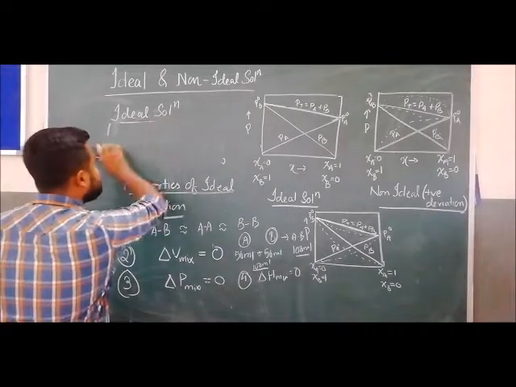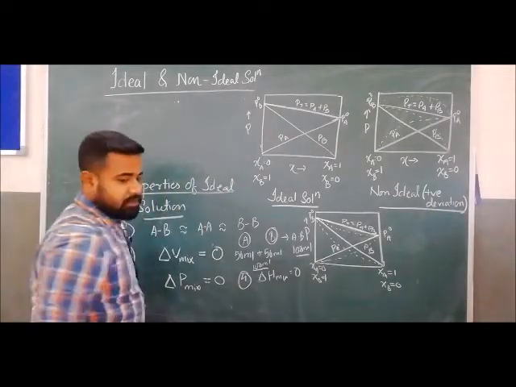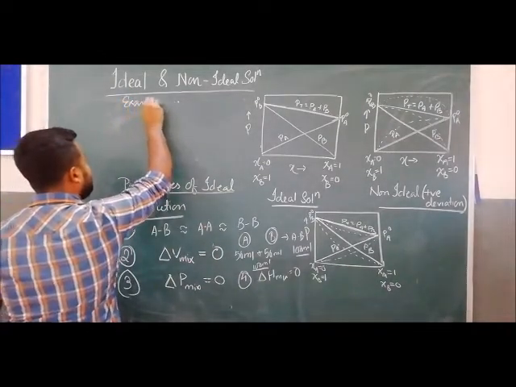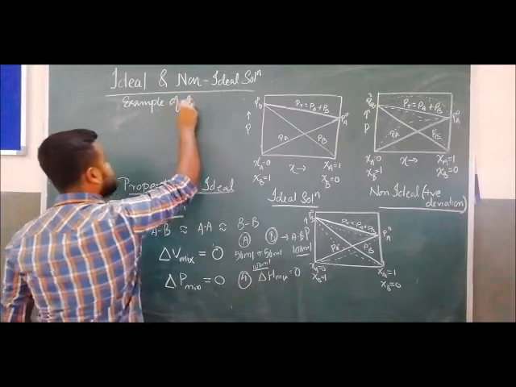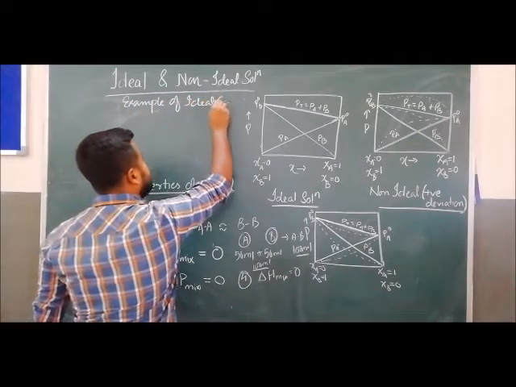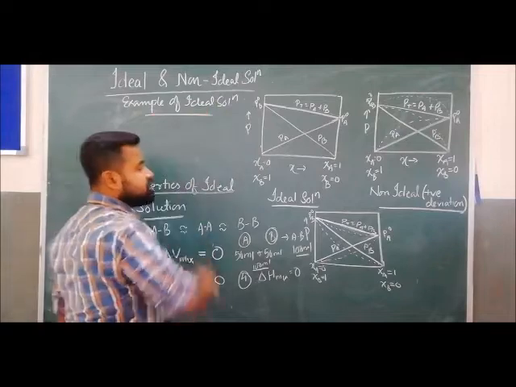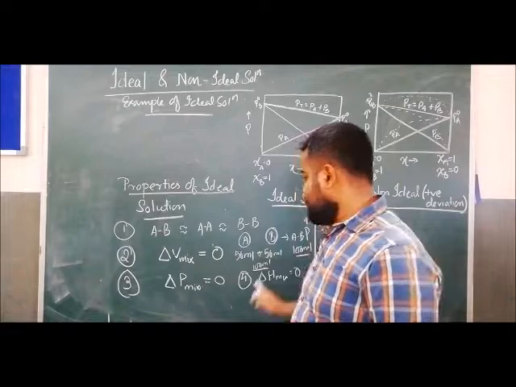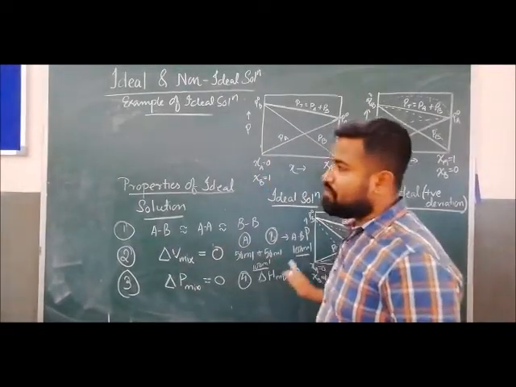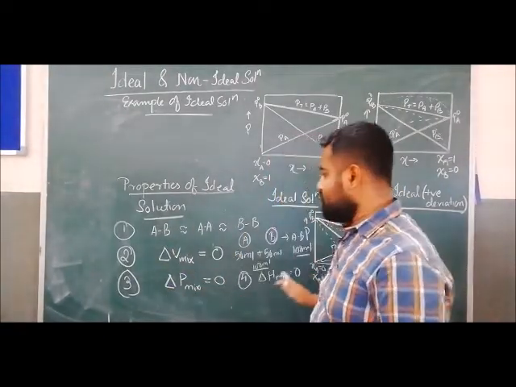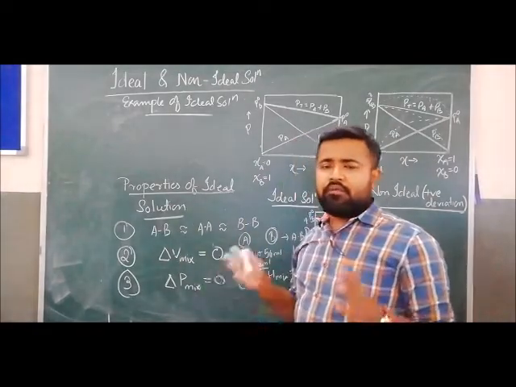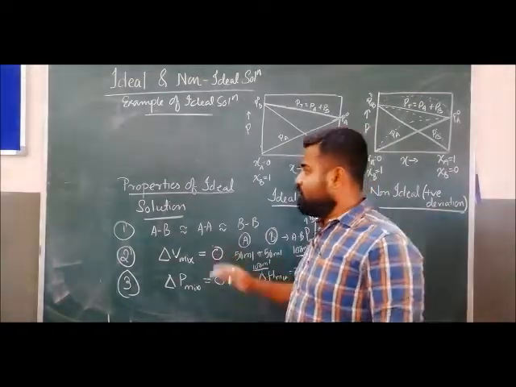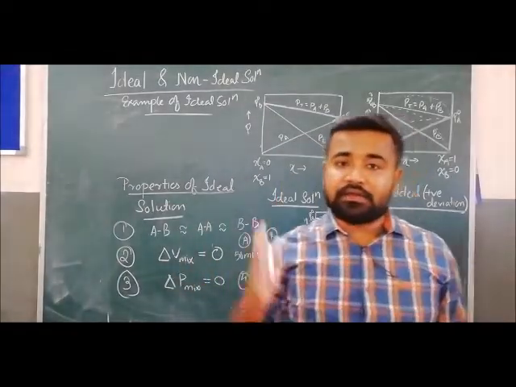So now we will see some examples of ideal solution. But remember one thing, there is no such solution which is completely ideal. Any of these parameters may vary. So there are very few examples in which it is a completely ideal solution.